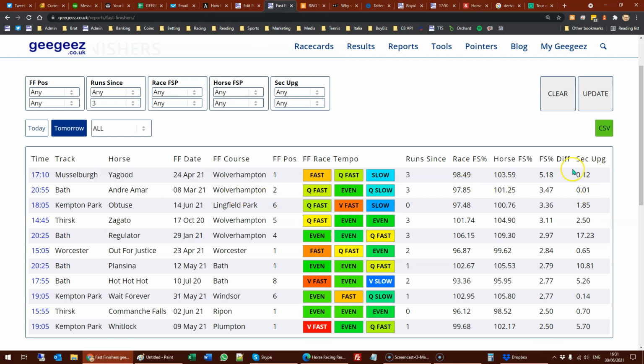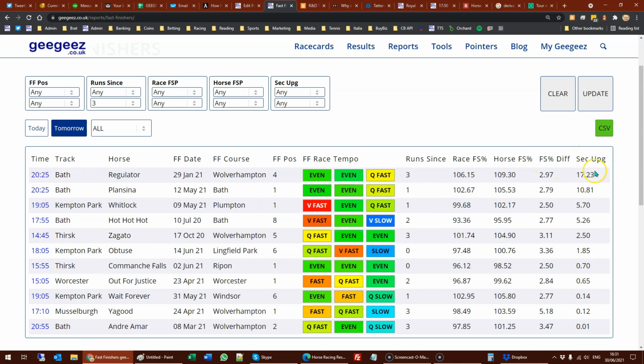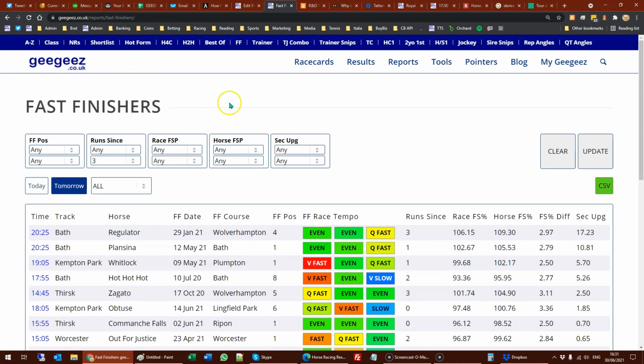Not much in the sectional upgrade column there, but that was interesting. I'm often interested in the biggest sectional upgrades as well. So Regulator and Plancina, who are both in the same race later this evening, are of a little bit of interest as well. So this fast finishers report is well worth checking out.